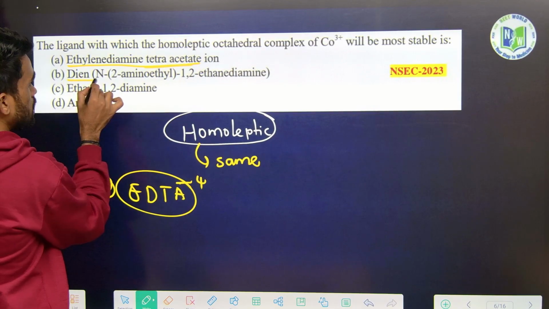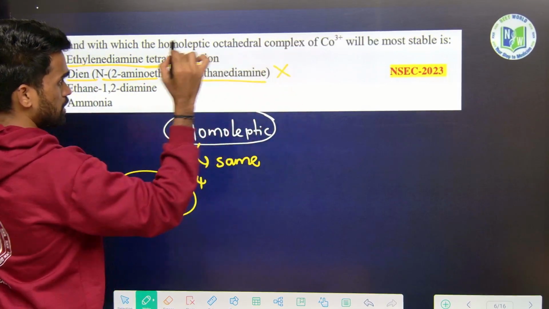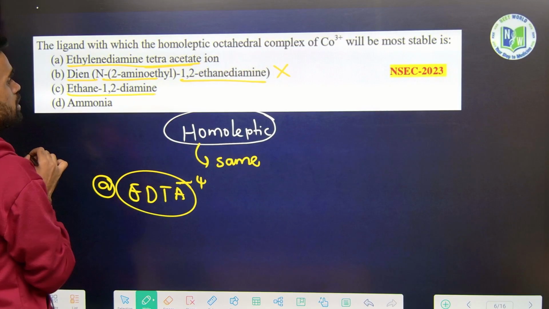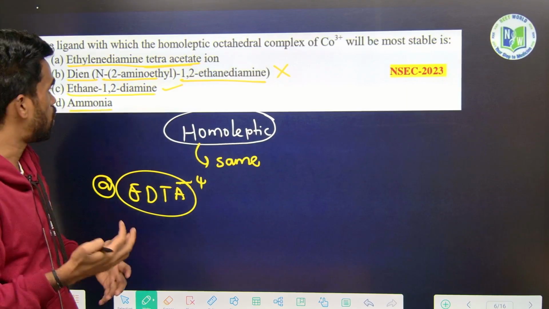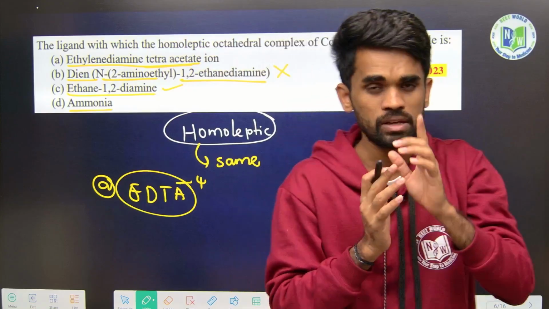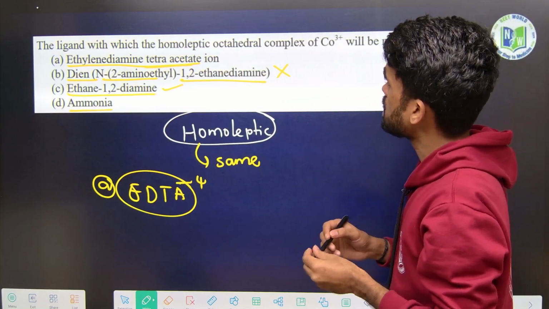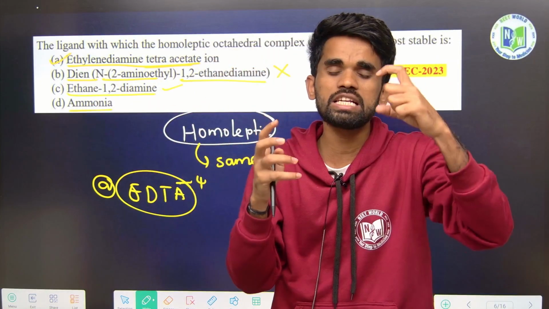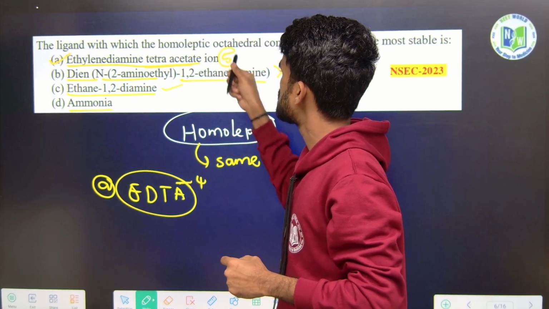Next, diene N-aminoethine, so again ethylene diamine. Two types of ligands are there, so I can say this is not a homoleptic complex. Here we have ethane 1,2 diamine, which is homoleptic, and ammonia can also form a homoleptic complex, with 6 ammonia molecules as ligands, giving one particular octahedral complex. But out of all this, the first option will be more stable, because the ring formation, the chelation, will be more effective. All of them have 5-membered rings, which is highly stable.